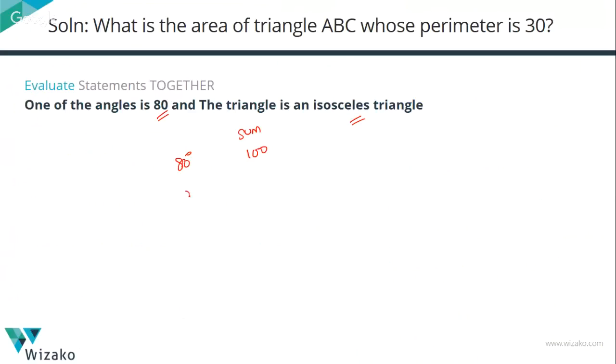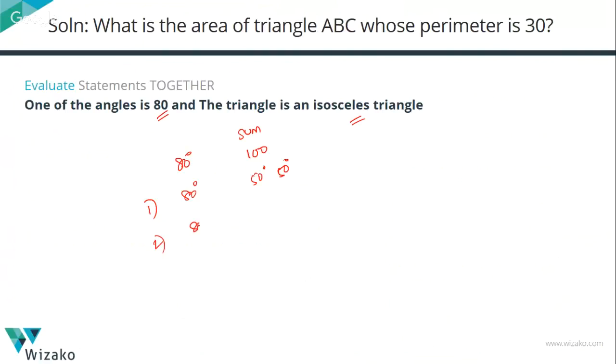The easiest thing I can think of is to break this 100 into two parts, a 50 and a 50. So 80, 50, 50 is definitely one possibility. If this is the only possibility, the statements together are sufficient. Take a minute, check if there's one more possibility, or is this the only one? There is one more.